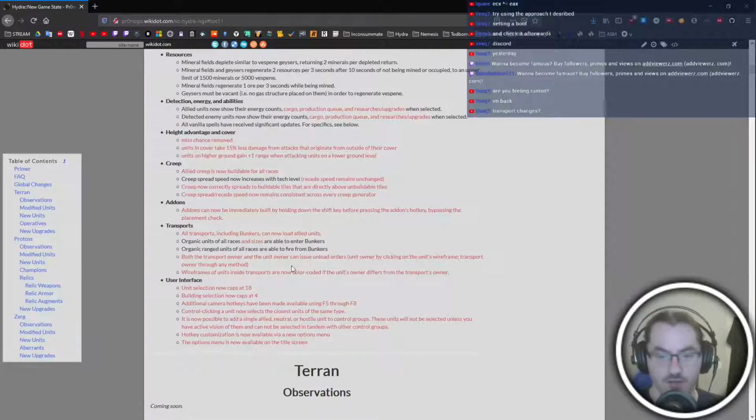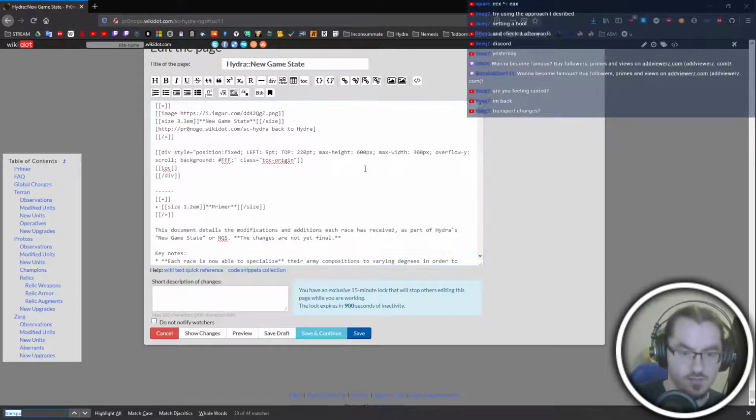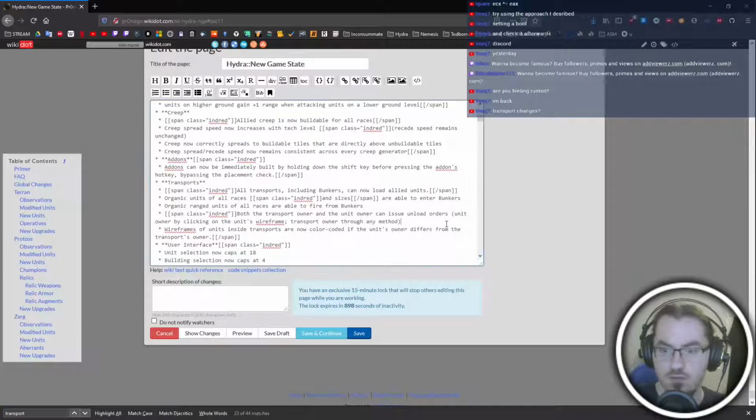I should add a load order as well. And wireframes of units inside transports are color coded if the unit's owner differs from the transport's owner. So basically, it will allow you to pick up your allies' units, or your ally can right click on your transports to task them as well. So.